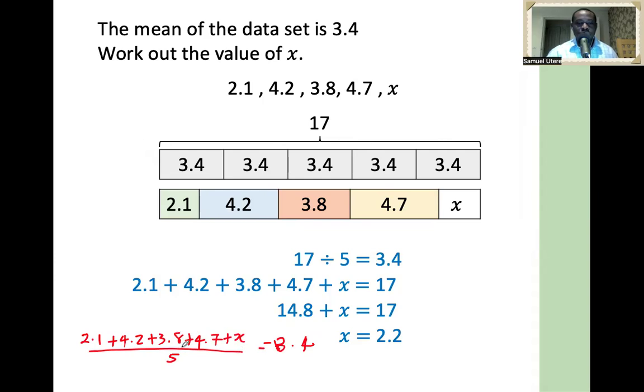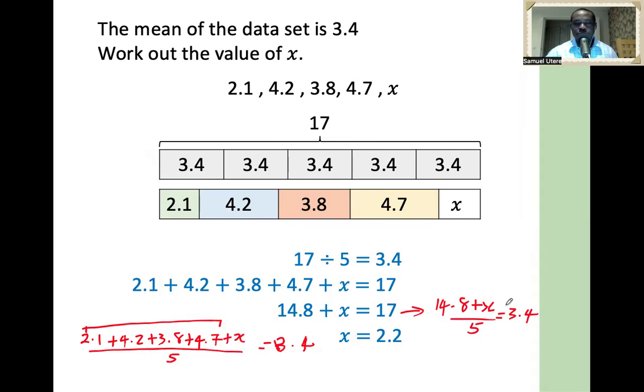So what you need to realize is the inverse operation of dividing by 5, because we don't want this to be here. We just want to be able to have all the numbers written out. So if we were to write it out, this could have been written as 14.8, which is all of these added together, plus x, which we don't know, divided by 5 is equal to 3.4.